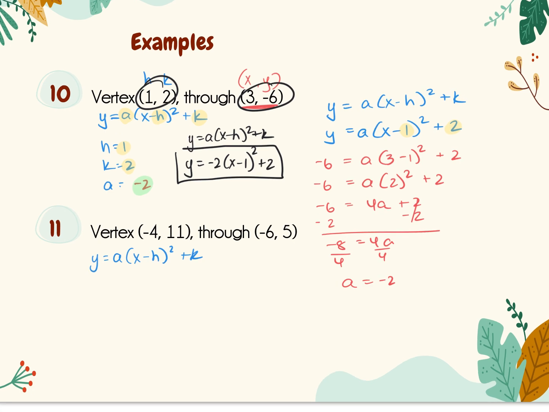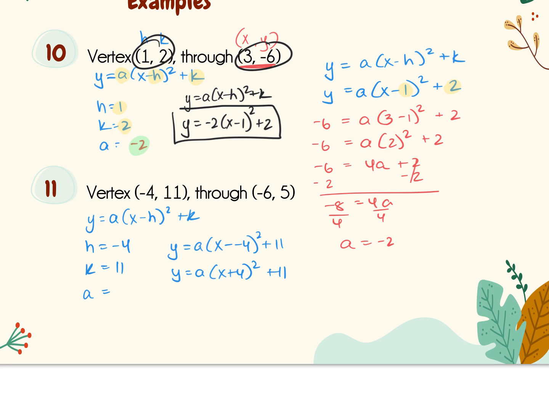Again, notice that the vertex, you already have the h value, it's -4, the k value is 11, and what you need is a. So I'll come over to here, y equals a times x minus -4 squared plus k, and so I know that this is x plus 4 squared plus 11. So now I'm going to take the x and y value they gave me and plug it in for this x and y here. So I'm going to get y of 5, x of -6, the h and k are going to stay there.